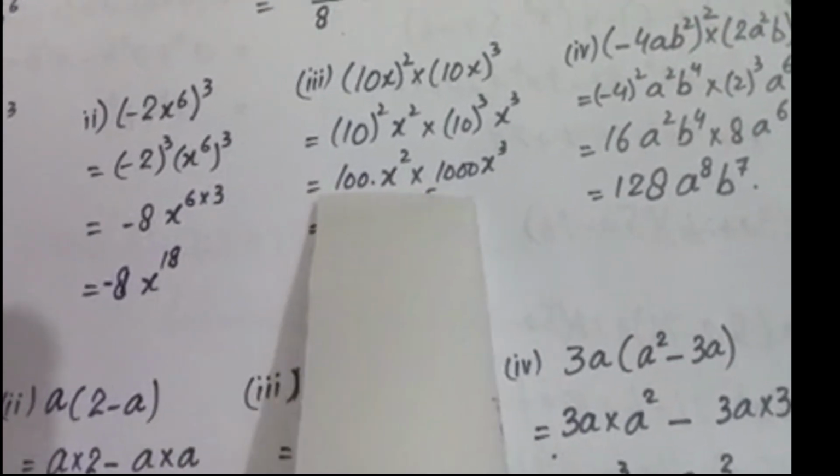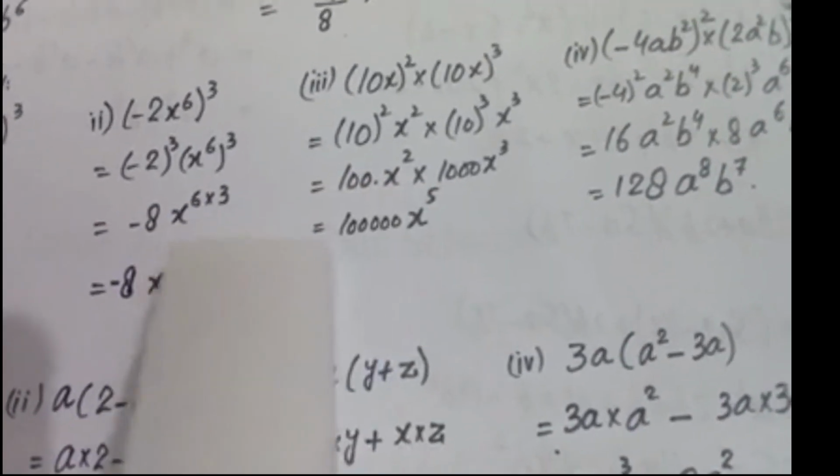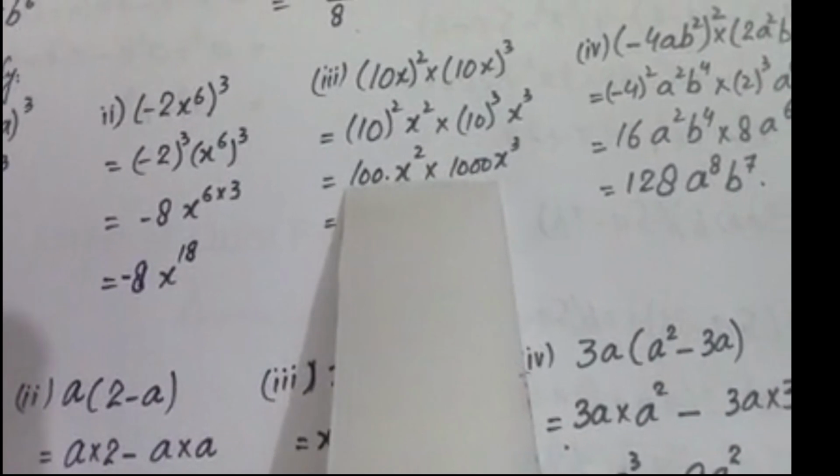Now when we multiply 100x² by 1000x³, we will multiply these coefficients, 100 with 1000. This will become 100,000, and x² multiplied by x³. These are going to be multiplied with same base, so their powers will be added. There is power 2 and in this expression power is 3. So we get x raised to power 5. 2 plus 3 is 5.